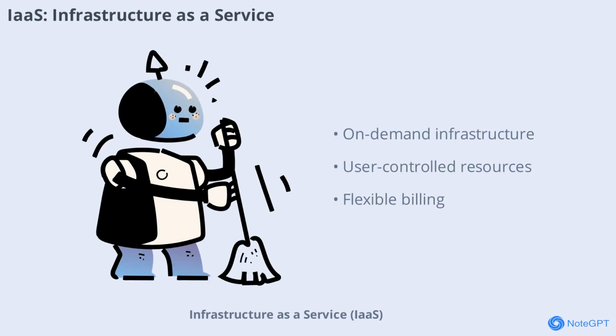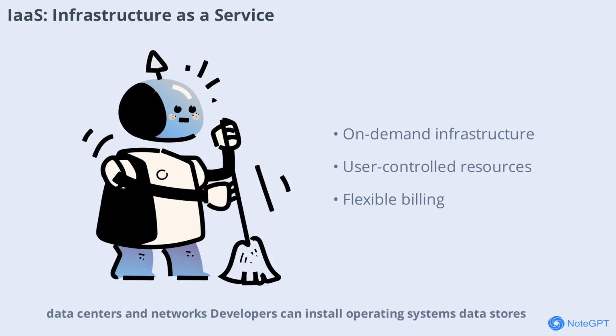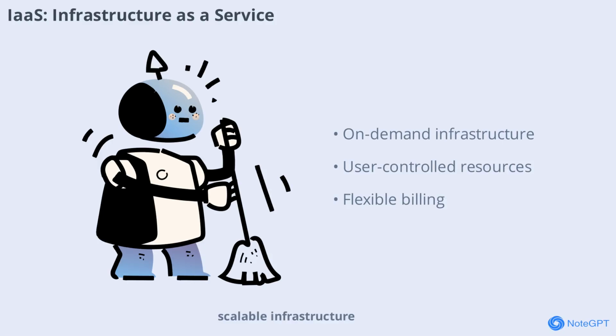Infrastructure as a Service (IaaS) offers on-demand access to computing infrastructure, such as data stores, servers, data centers, and networks. Developers can install operating systems, data stores, and applications, and control them as needed. IaaS is typically billed on a pay-as-you-go basis, making it cost-effective for organizations that need flexible, scalable infrastructure.